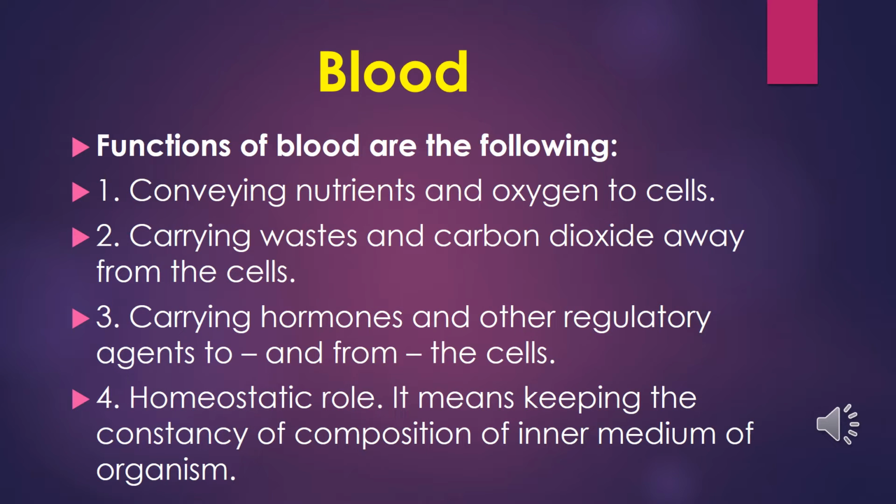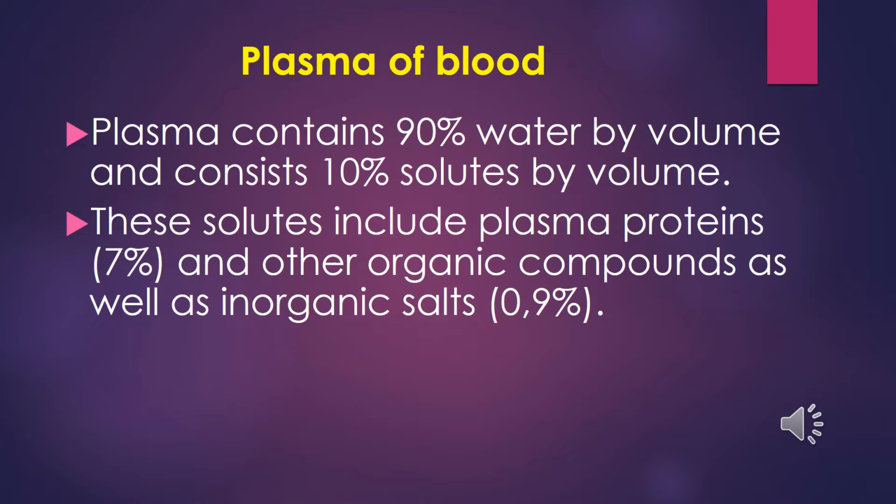This slide represents the main functions of blood. The main function is carrying very important substances: nutrition material, oxygen, carbon dioxide, hormones, antibodies, and regulating proteins. Plasma of blood includes near 90% water by volume and near 10% of other elements, organic and non-organic substances.